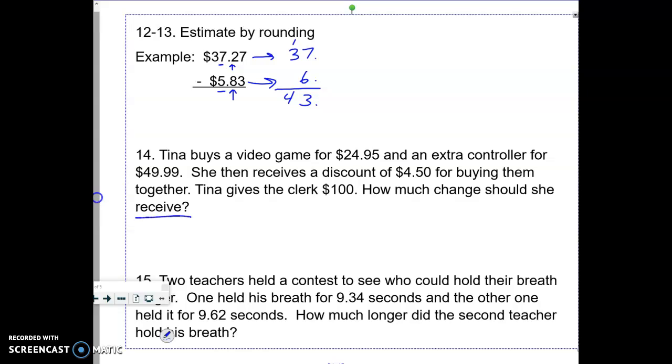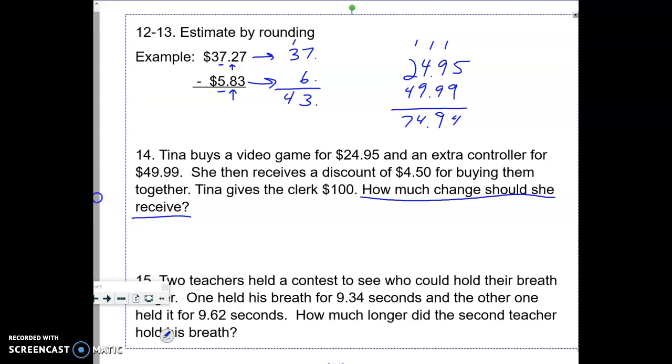And again, what I tell my kids all along is identify what the question is asking. Not the whole problem, just the question. So in this case, it's how much change should she receive, meaning we are eventually going to subtract. But I need to know what to subtract, okay? So in this case, she bought 2 things. So I'm going to add those 2 things together, $24.95 and $49.99. And I'm going to quickly add those things together to end up with my new problem of $74.94.